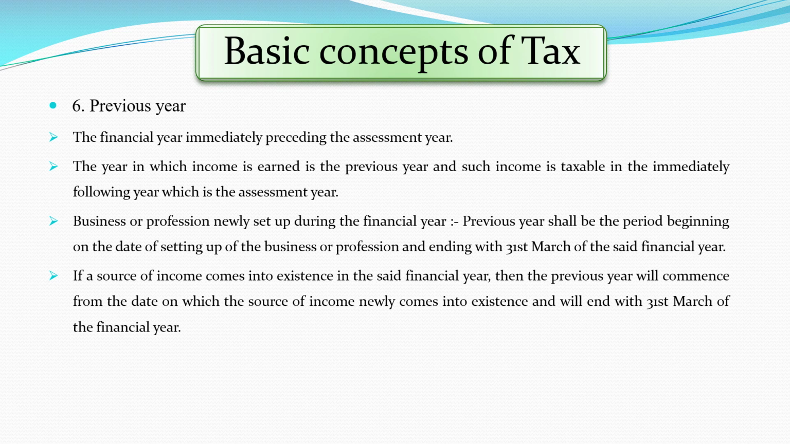And the previous year may start from the 1st April and end on the 31st March, or when the source of income is generated, from that time the previous year will run up to the next 31st March. For example, if any person has started a business on 1st October 2022, then for that person, the previous year will start from 1st October 2022 and end on the 31st March 2023.